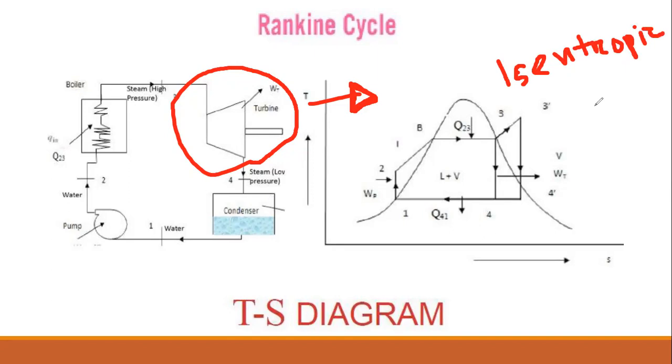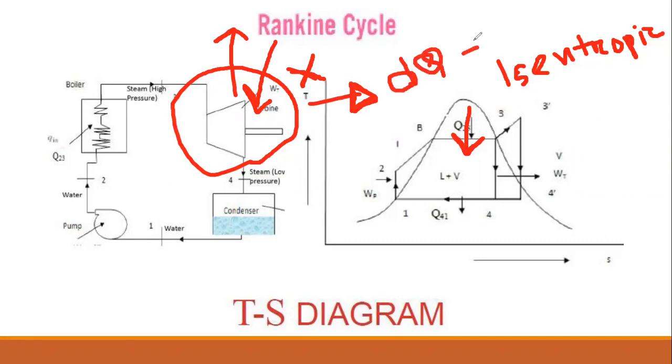So when there is no change of heat, you can see in the boiler the heat can enter from outside. But in the turbine, the heat cannot go outside, or the outside heat cannot enter. This is totally not allowed in the turbine. That's why it is known as an isentropic process. It is known as an isentropic process because the change of heat, dq, where we represent d as a small amount of heat, is zero. The change of heat from the turbine is zero.